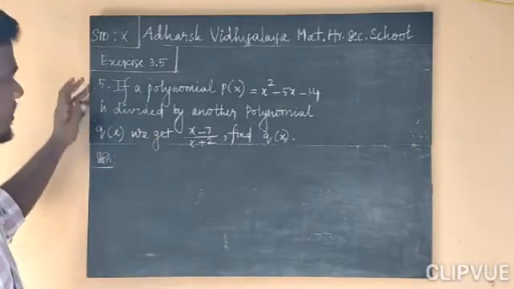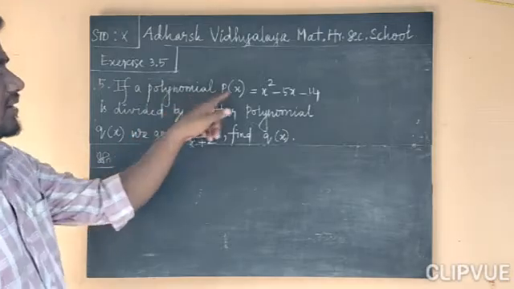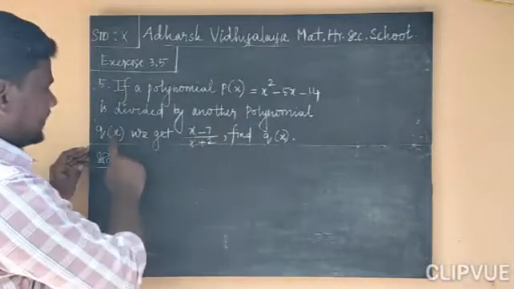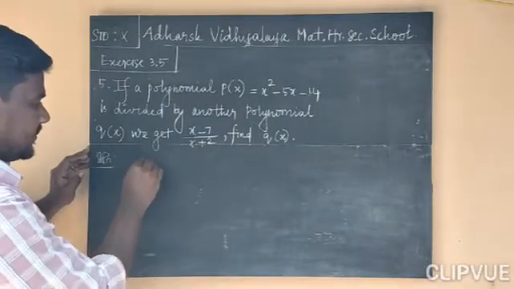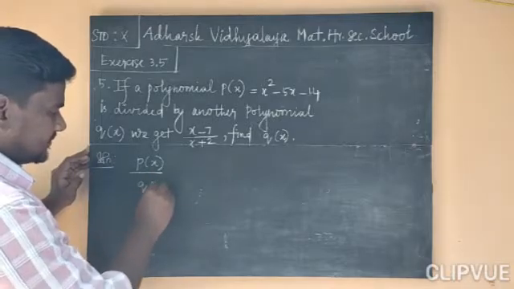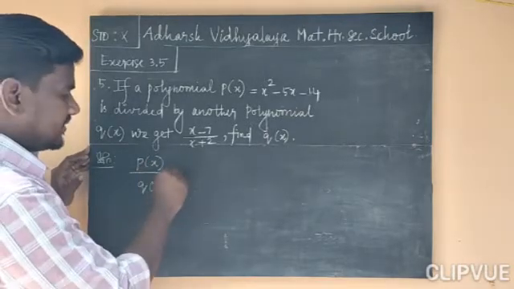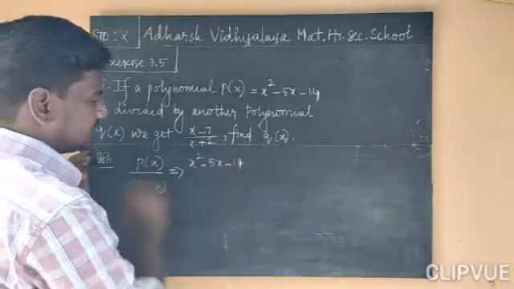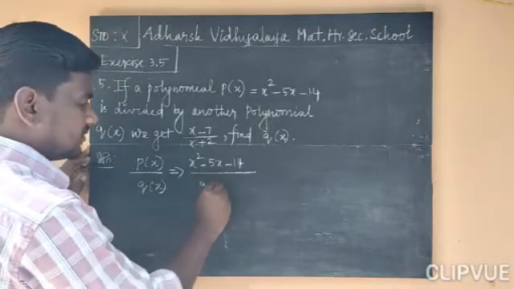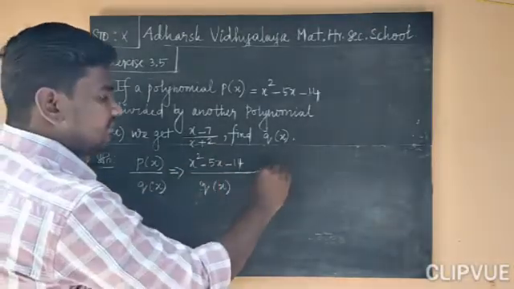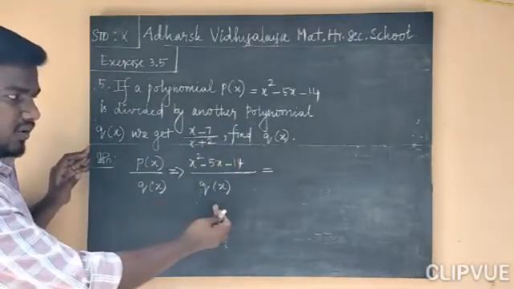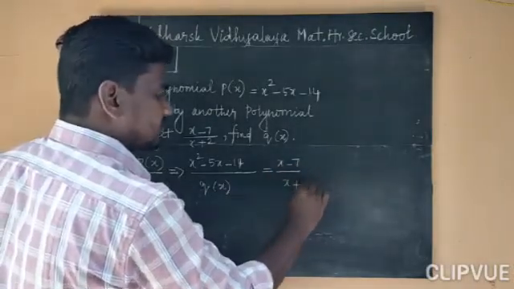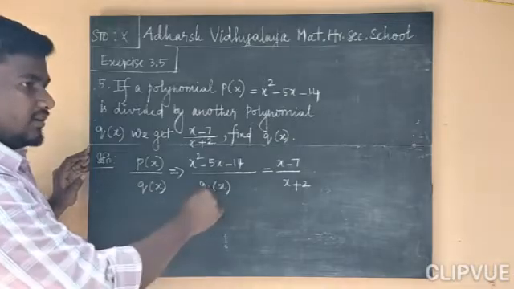Exercise 3.5 question number 5. The question is, if a polynomial p of x, that is x square minus 5x minus 14, is divided by another polynomial q of x, so we can write it as p of x by q of x. This p of x is given, that is x square minus 5x minus 14 divided by this q of x, which is unknown. We are going to find this, and the answer, so when we divide this p of x by q of x, we can get this rational expression, that is x minus 7 divided by x plus 2. They are asking to find q of x.